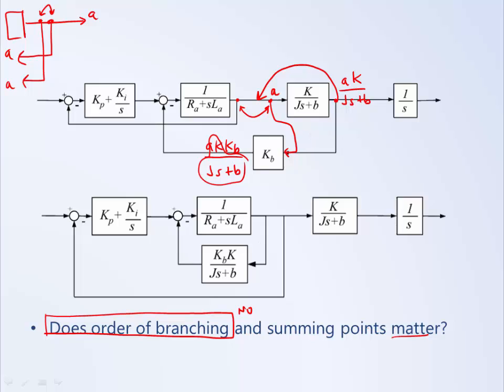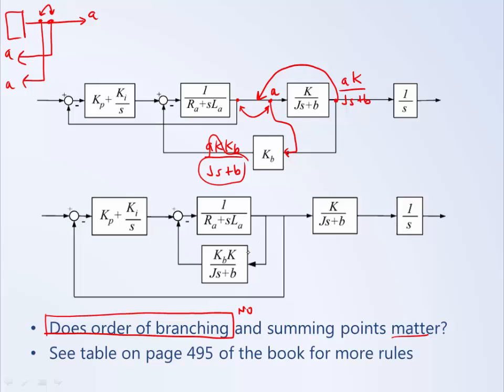Looking at this, in essence, we've created a rule that when we move a branching point to the other side of a block, we need to add those dynamics. And this rule can be found on page 495 of the book. And there are other rules. So instead of moving the branching point from the output to the input, what if I had moved a branching point from the input to the output? What would I have to do? Or what if I moved a summing junction to the other side of a block? And so this table has those rules.